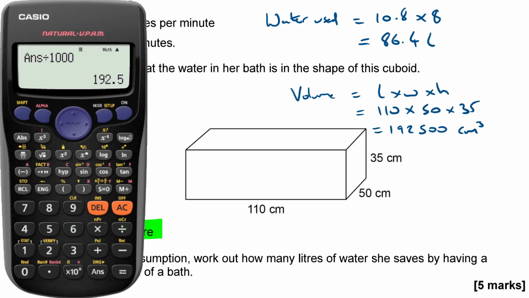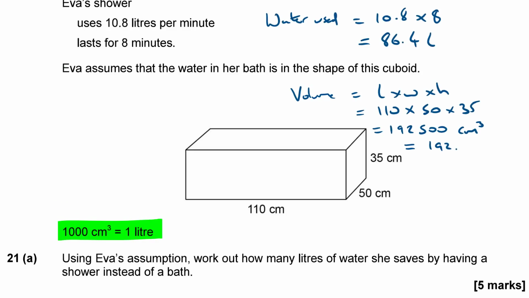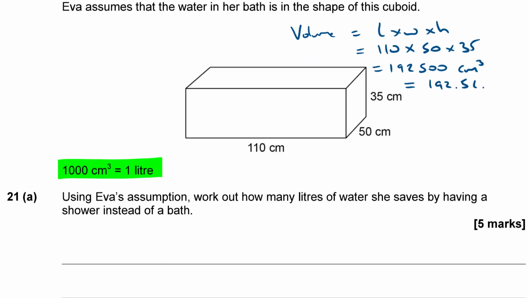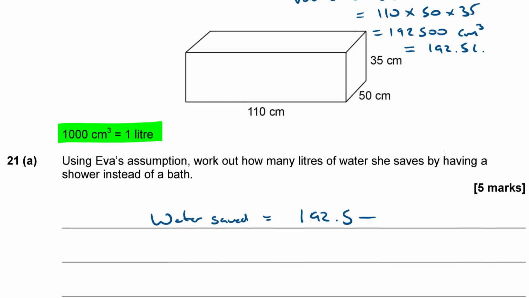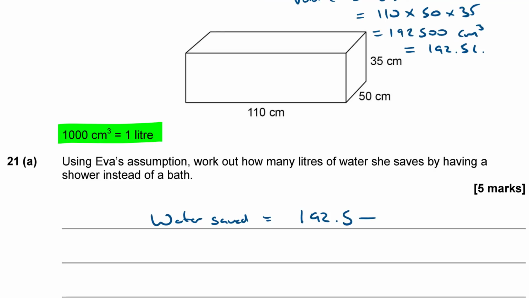I'm going to get 192.5 litres. So then the water saved is going to be the difference between those two, isn't it? It's going to be 192.5, the amount she's had in the bath, less 86.4. Subtract 86.4.